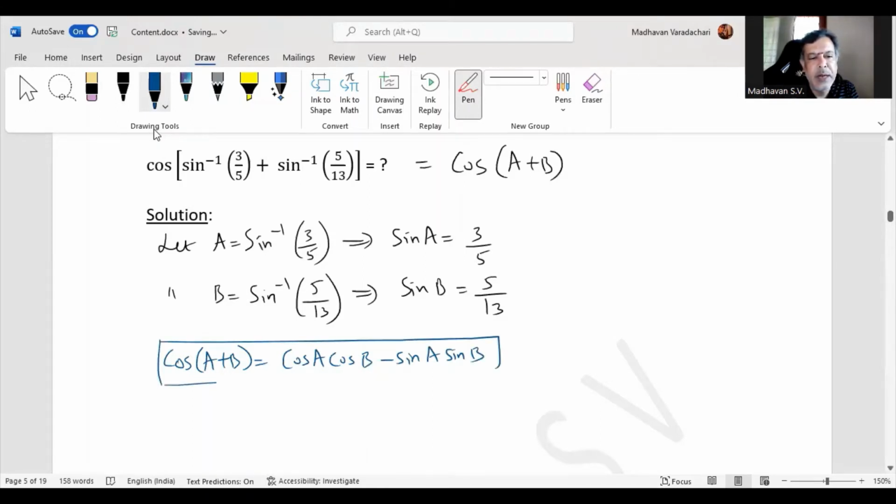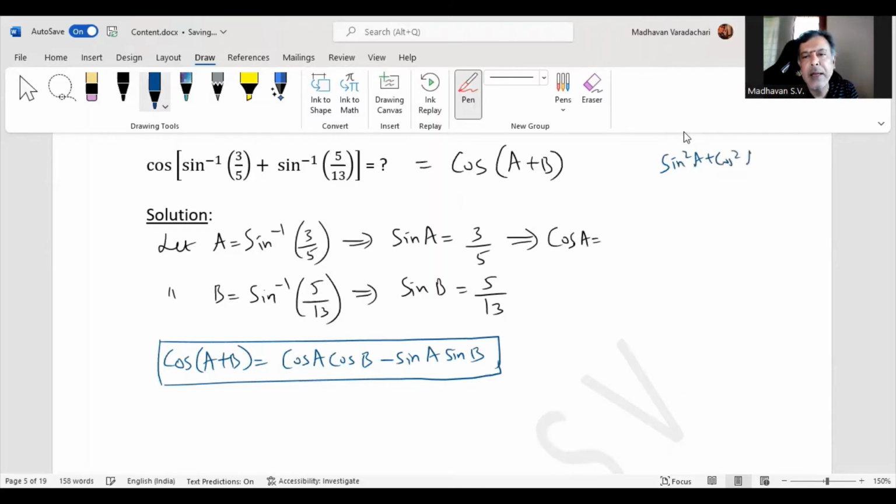So we are going to use that now. For using that, we have here only values of sine A and sine B. We need to find out the values of cos A and cos B. Since we know sine square A plus cos square A is 1, that means cos square A is 1 minus sine square A, or we can say cos A is square root of 1 minus sine square A.